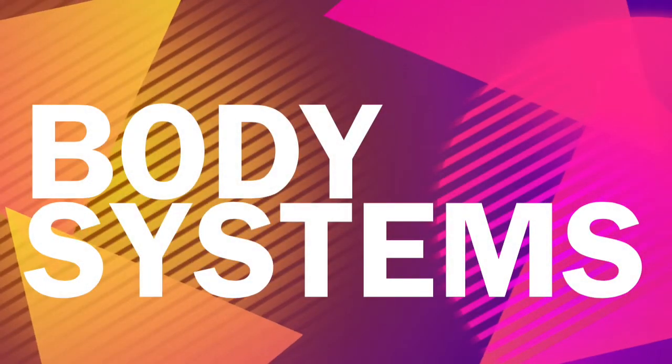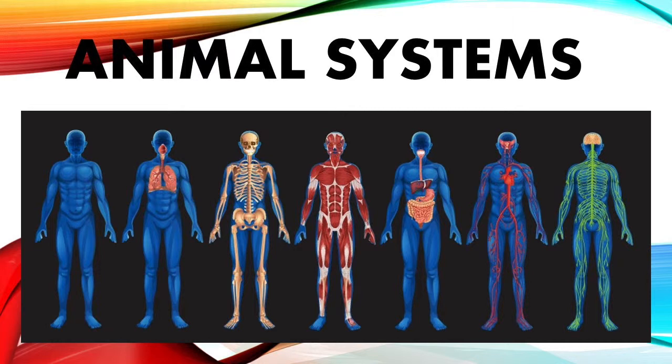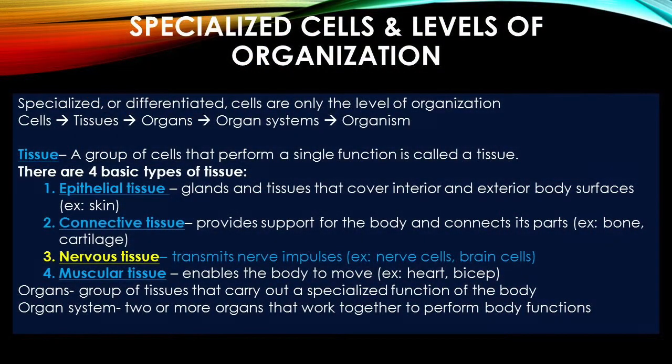Welcome to the first half of our body systems discussion. In this unit, we will be learning about the different body systems and how they work together to maintain homeostasis in the body. In order to understand the systems better, let's first review the levels of organization.